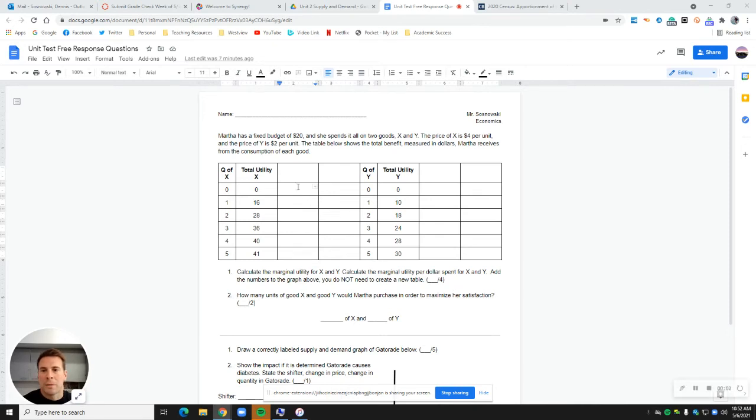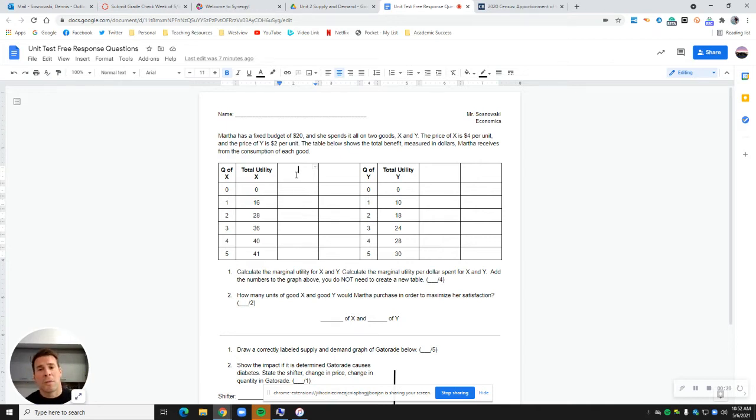What's up, econ students? Just going to do a little bit of a tutorial for the consumer maximization that we had talked about in class. I know that some people had asked for an example on how to do it. So my intent is to go through the process here.